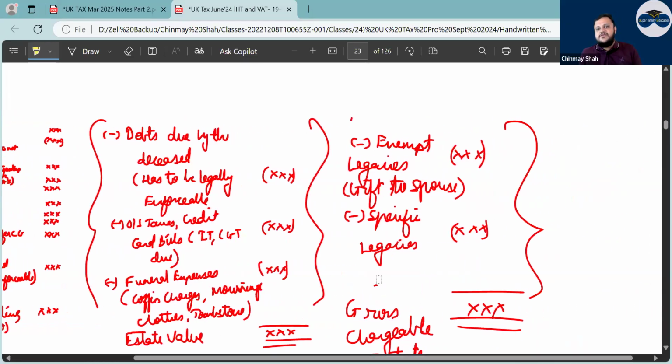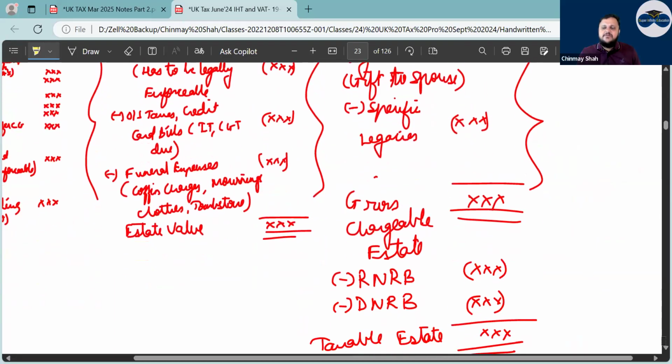After that, you have something called exempt legacies. Then you have something called specific legacies. In a specific legacy, two things have to be very clear: specific asset and specific person, right? If both things are there, then the specific legacy will be deductible. That gives you the gross chargeable estate. From the gross chargeable estate, you deduct the RNRB and DNRB.